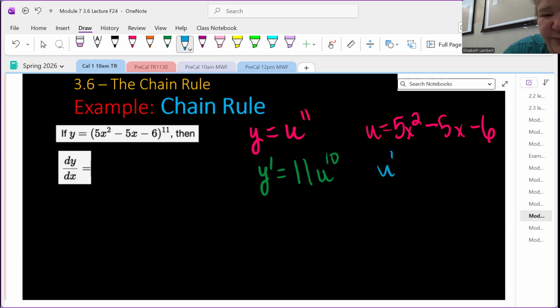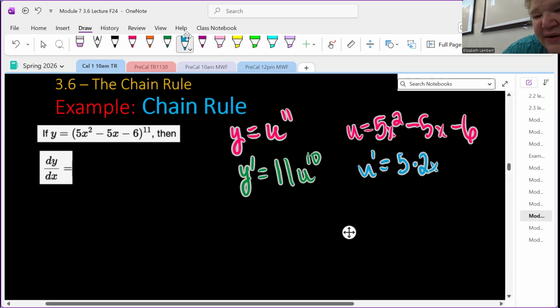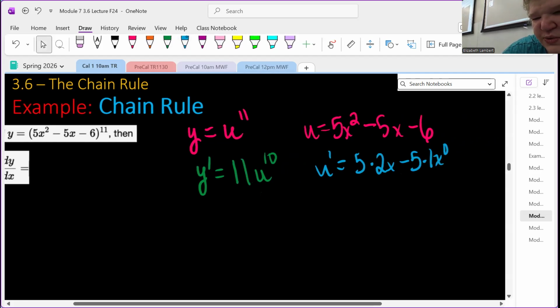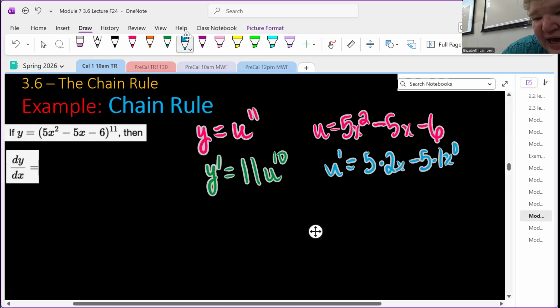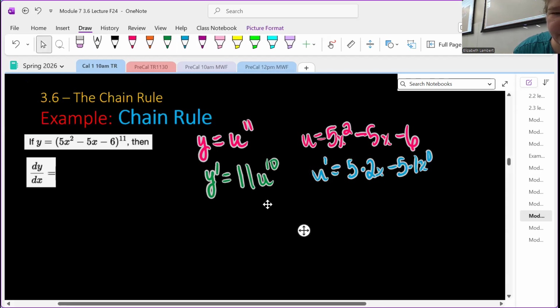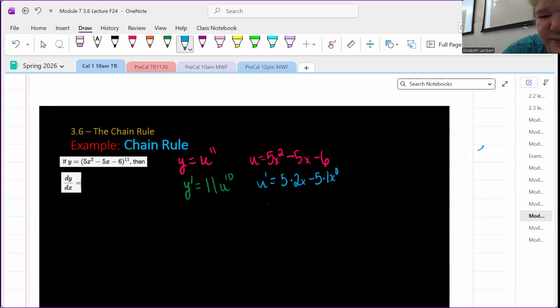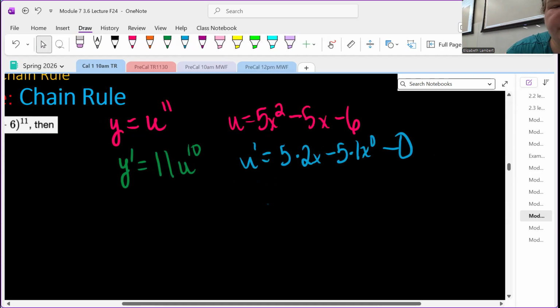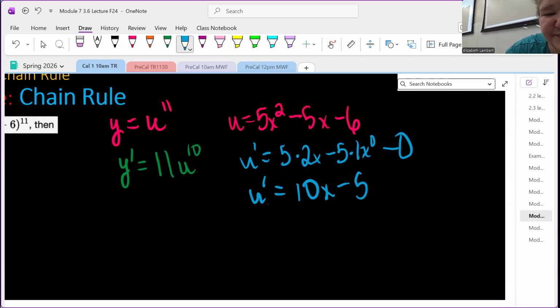Now over here on our u, we're going to do our derivative. So we have 5x squared, so that'll be 5 times 2x, and then minus 5 times 1x to the 0, which is really just minus 5. And then the derivative of a constant is 0. So if we clean up our u prime, we get 10x minus 5.